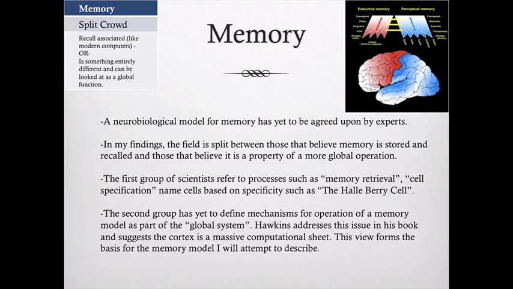So Hawkins addresses this in the book, and he talks about the cortex as being this massive computational sheet, and the underpinnings of memory would fall within the operations of the computer of the cortex itself. And what the cortex is used for and how it's built actually has memory built into it as a function of its biological significance.